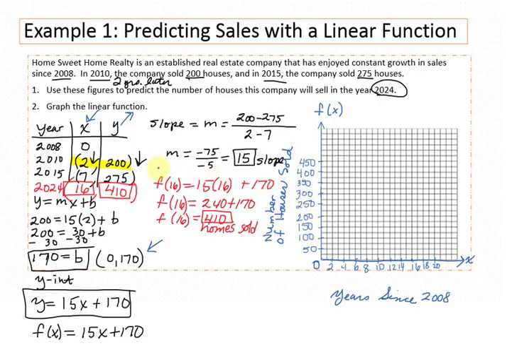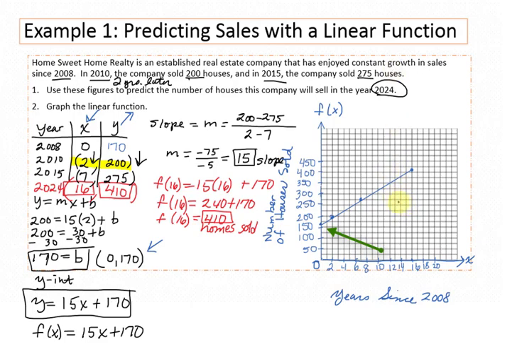Now we'll plot all of our ordered pairs. We have 2, 200. Next we have 7, 275. We also have 16, 410. And we do have our y-intercept. Remember, we calculated the value of b, so 0, 170 needs to be included. Without that y-intercept, our graph would be incomplete. Next, we connect our points and consider whether there should be dots or arrows on the ends. So we have our line, and next consider dots versus arrows.